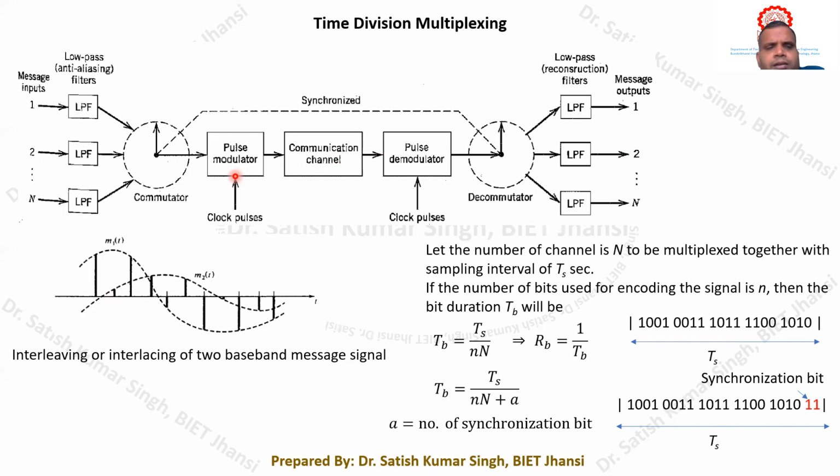Let us suppose we are going for the PCM system. Then a pulse modulator will be there, and based on the modulation scheme, quantization or encoding may be done. Then the encoded signal will be sent within the communication channel. Then a pulse demodulator will be there, and clock pulses will be applied here. It will be demodulated, and then it should be connected to a proper output.